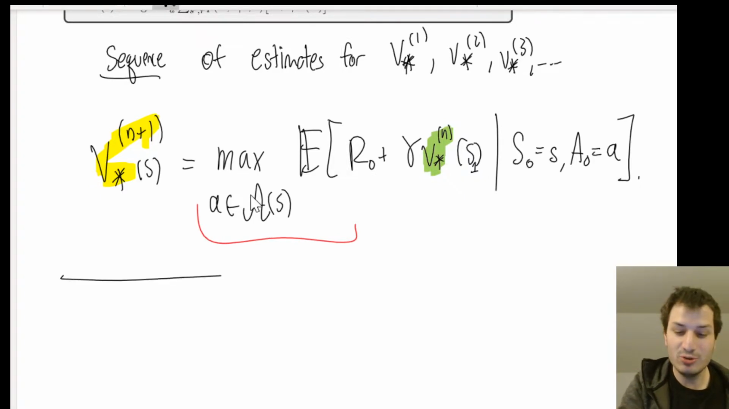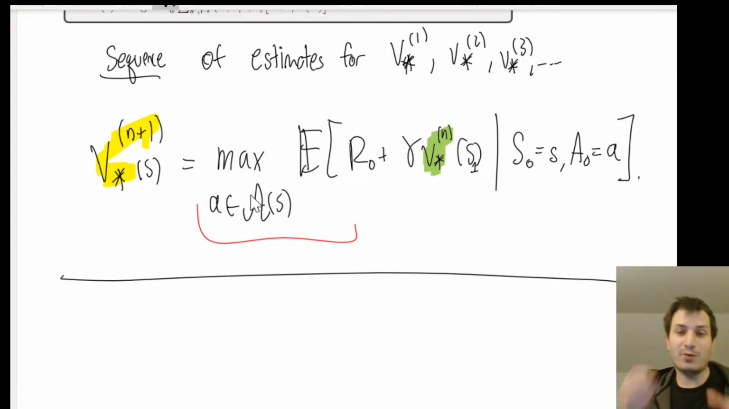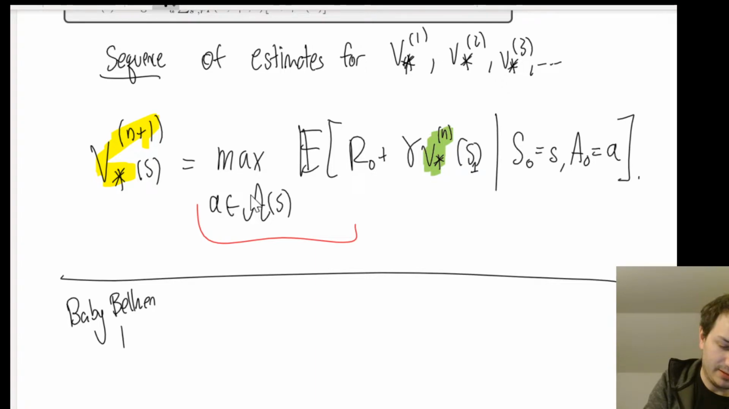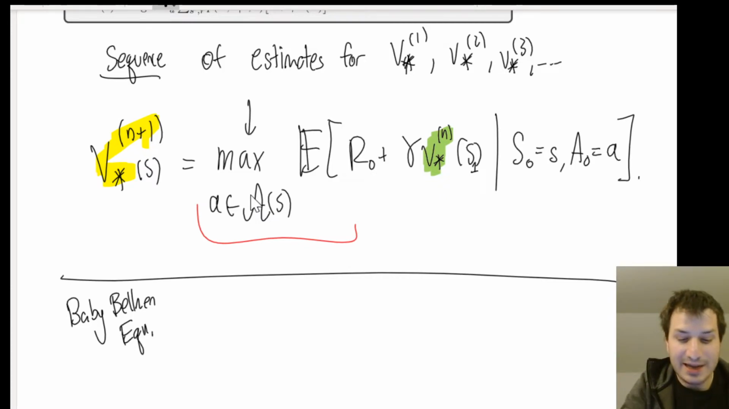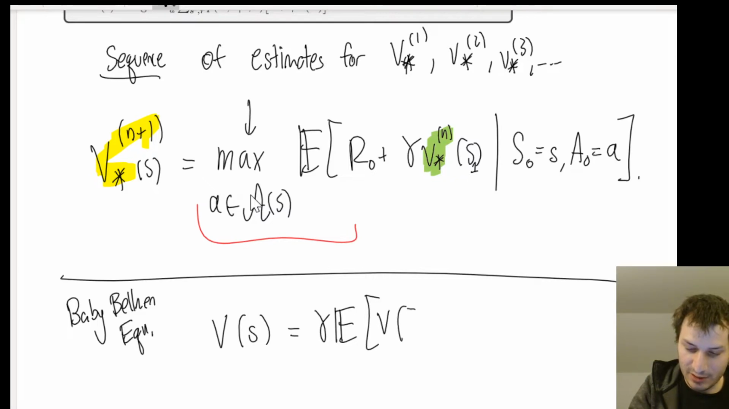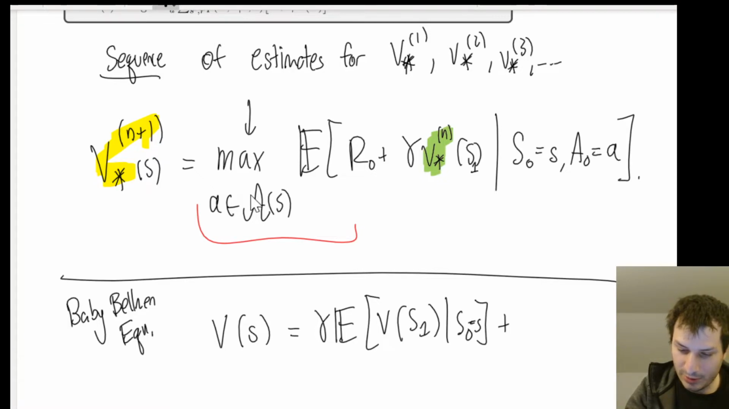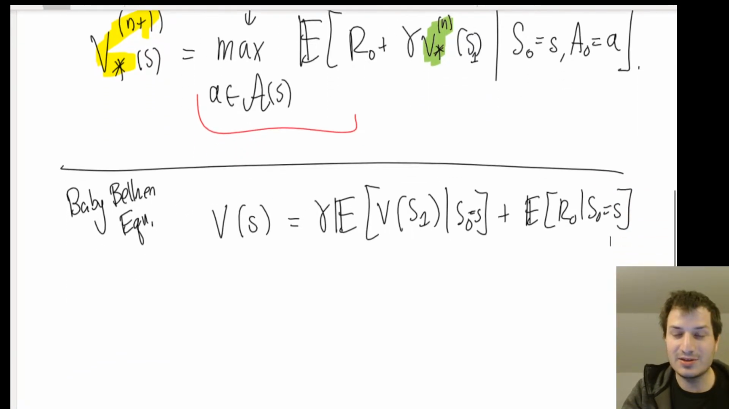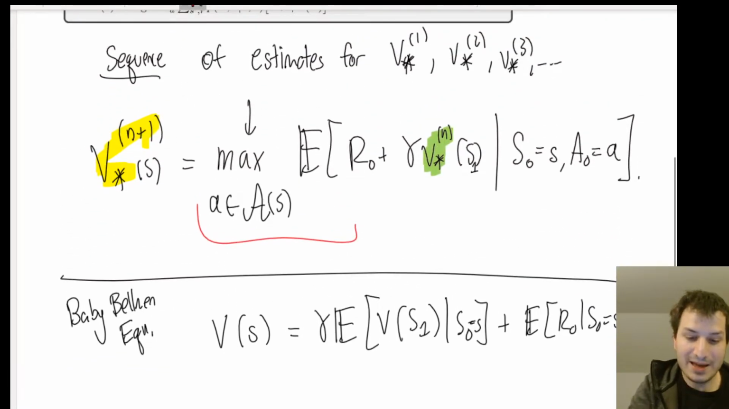I'm going to show you by what we did with Markov chains. For Markov chains, we had the baby Bellman equation, which said that when there are no actions to take, then there's no maximum. And so the baby Bellman equation tells you that the value at some state is gamma times the expected value of where you go after one step, plus the rewards you get in one step. So it's exactly analogous to what we have, but with no maximum.